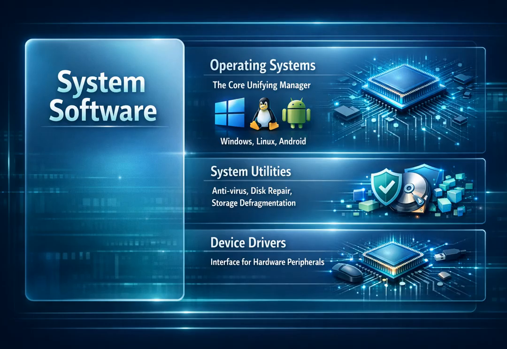System software runs the background components. Operating systems are the core managers like Windows, Linux, or Android. System utilities handle maintenance like antivirus or disk defragmentation. And device drivers act as specific translators for your hardware peripherals.